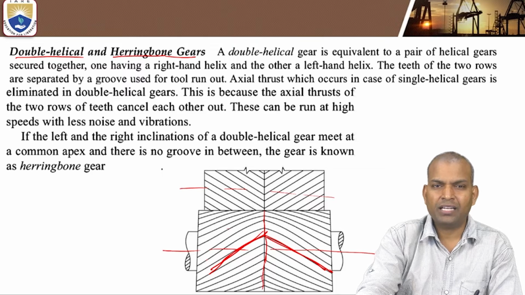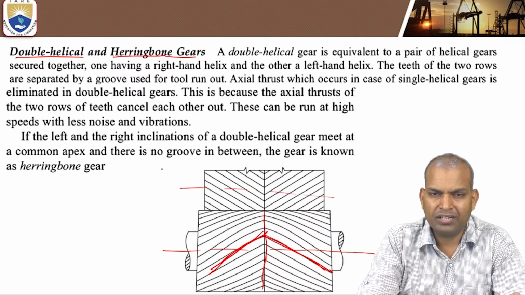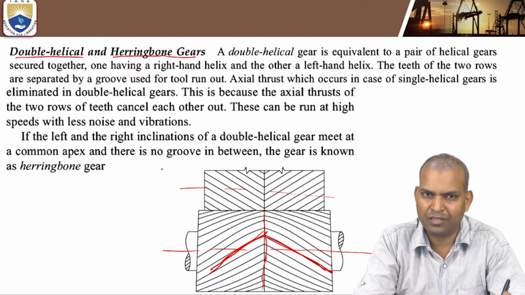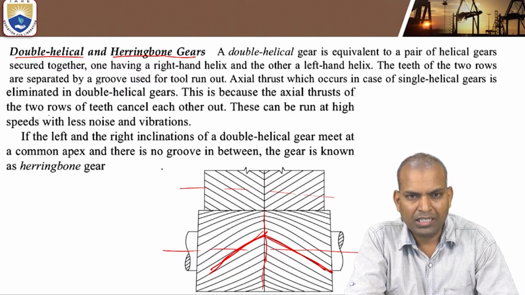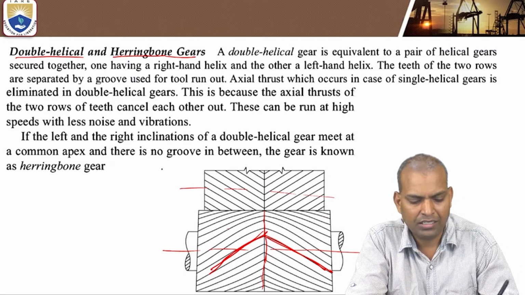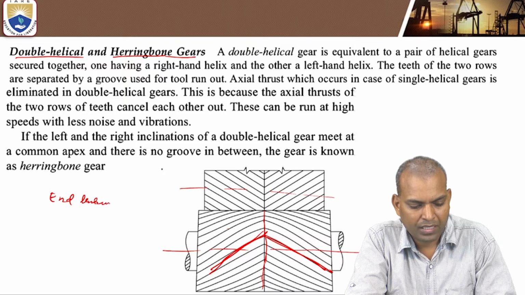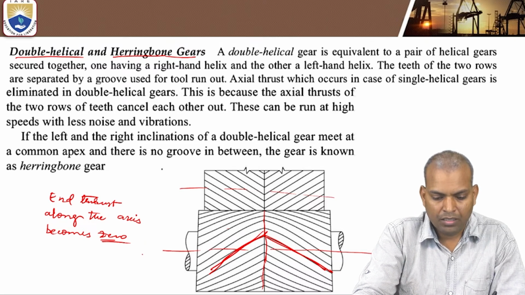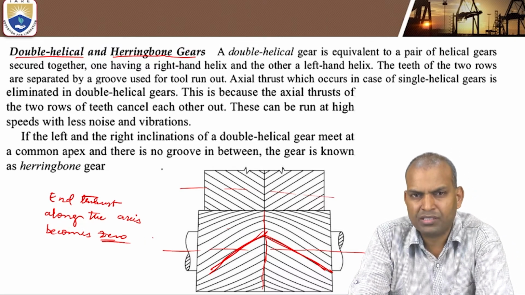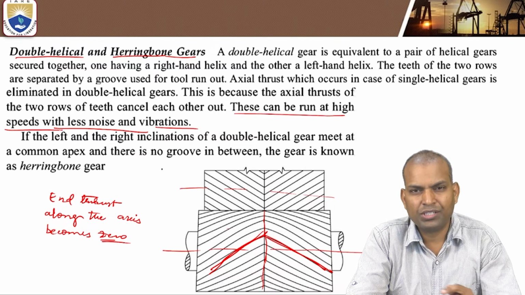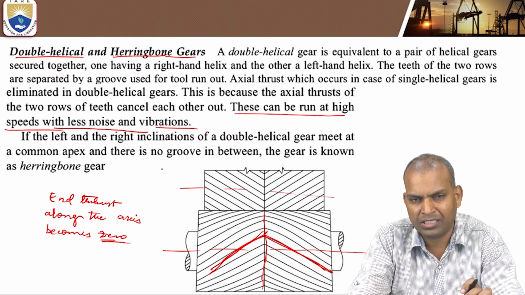In the double helical gear, to overcome the end thrust disadvantage of the single helical gear, the end thrust is minimized and cancelled completely. The end thrust that occurs in a single helical gear is eliminated, whereas in a double helical gear the end thrust along the axis becomes zero or nullified. It can also run at high speeds with less noise and vibration. The cost of double helical gears is higher in comparison to spur and single helical gears.